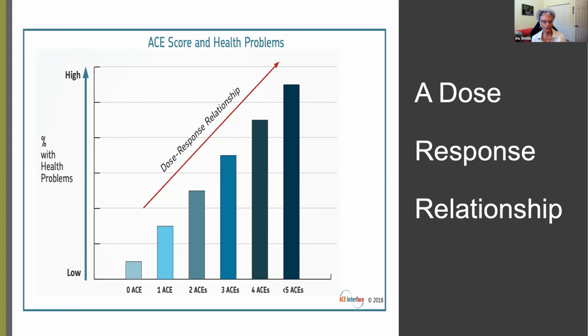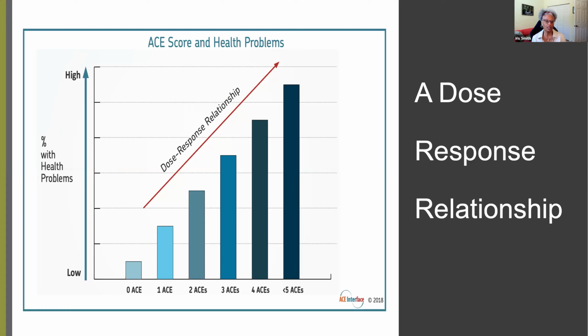Now, this slide gives you a sense of what we call a dose-response relationship. Basically, what that means is the more adverse experiences you've had, the higher your risk is for the poor outcomes that we've already discussed.